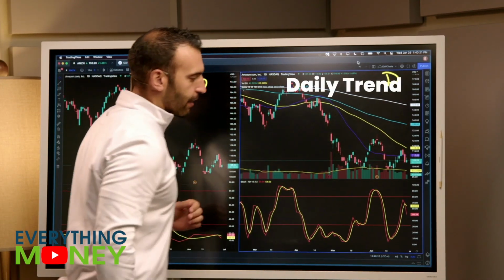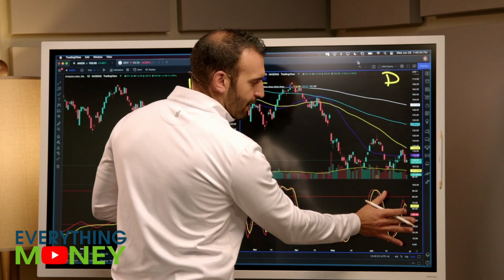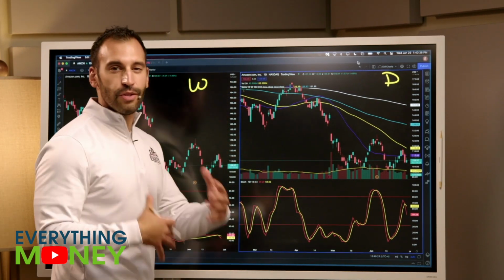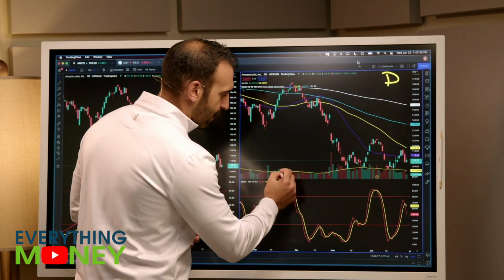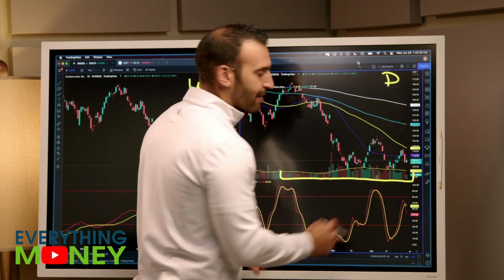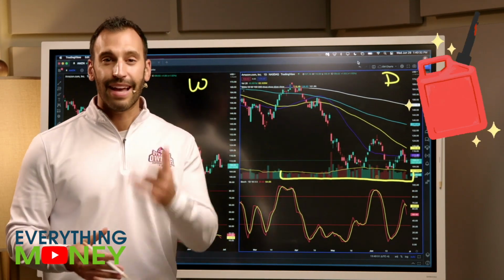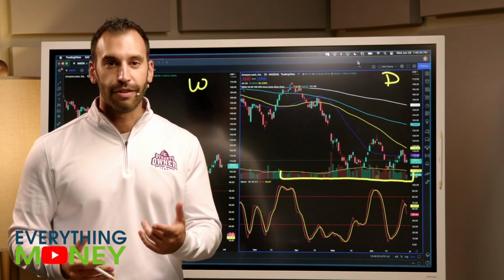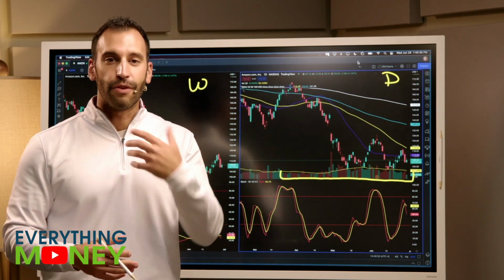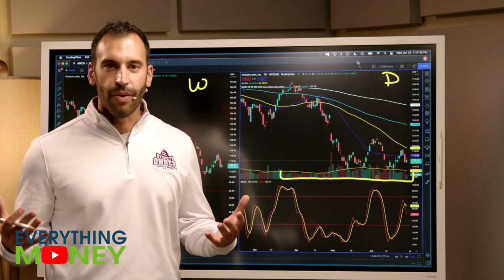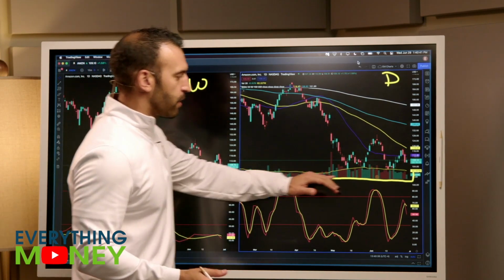Now let's stick with the daily. Now that we know that the daily trend moves a lot quicker, this is what I use for swing trading. The next thing that I have is my volume. Volume is the gasoline to your car. If you don't have gasoline in your car, you ain't going anywhere. So the volume is very important to have over here.